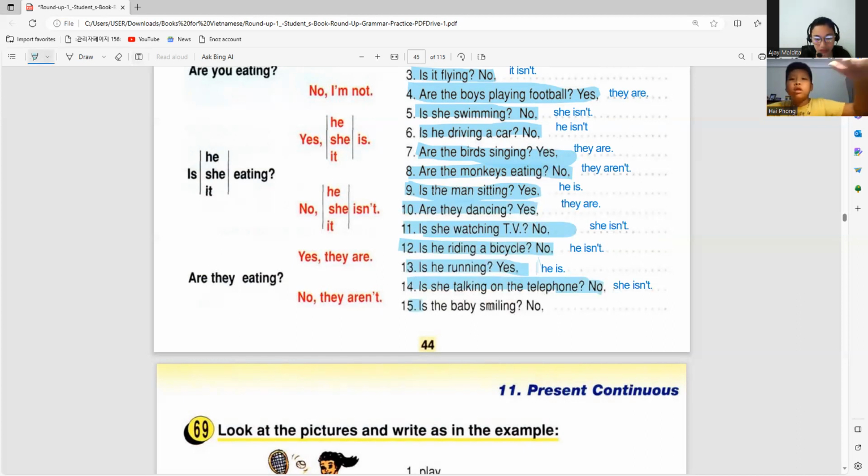Is the baby smiling? No. Is the baby smiling? What is your answer? Oh, is the baby a boy or a girl? We don't know. Well, is the baby a boy or a girl? Okay, let's try girl. The baby is a girl. Let's try girl. The baby is a girl. No.